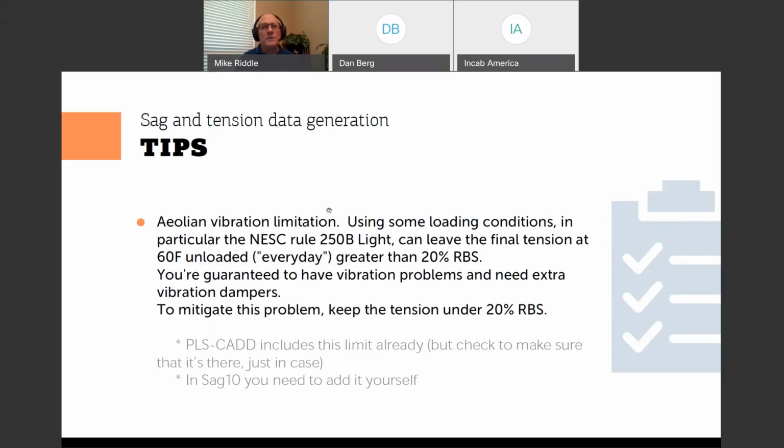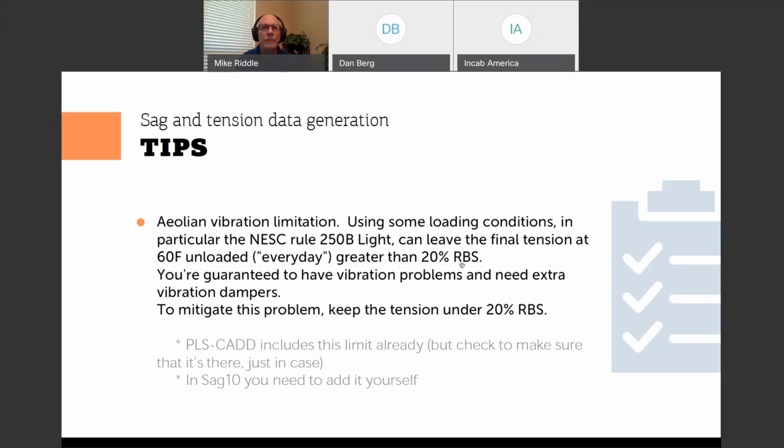This tip is more significant. You really do need to check for aeolian vibration and include a limit for it. And by the way, this limit, what I'm about to tell you, is true for any metal cable. So any ACSR, conventional ground wire, doesn't matter. Under some loading conditions, the final tension at 60 degrees final every day, meaning no ice, no wind, can be above 20% rated breaking strength.